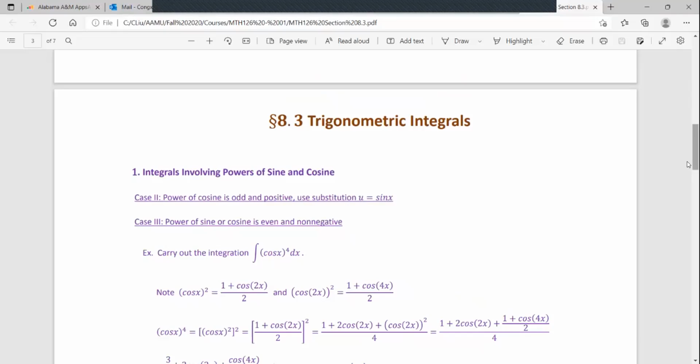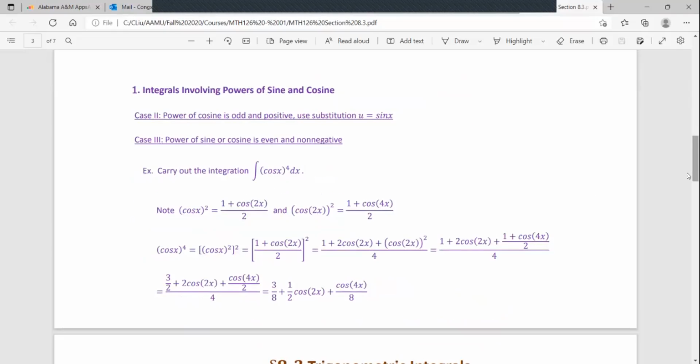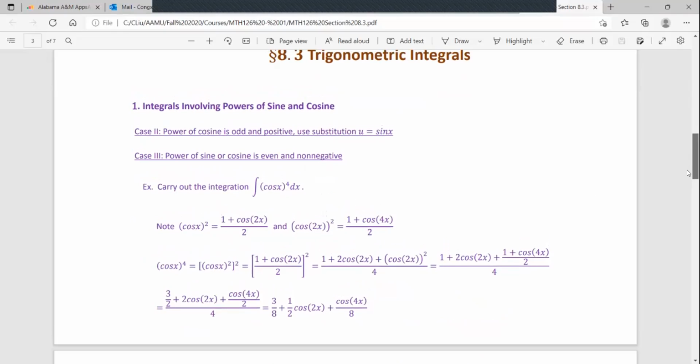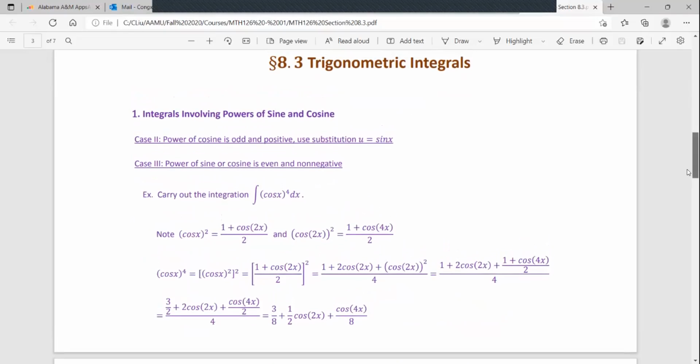Now, this covers the powers of sine or cosine odd and positive. But what happens if the power of sine or cosine is even and non-negative? Then we have to use the double angle identity.